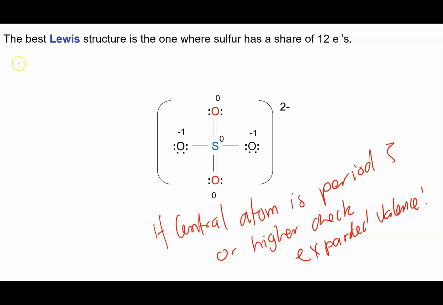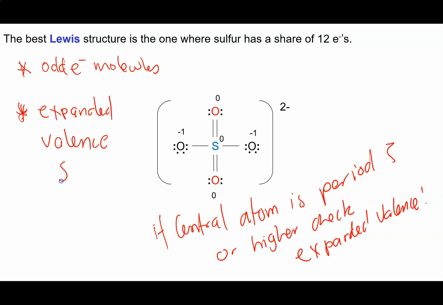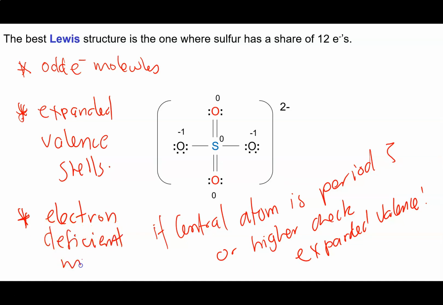Okay, so we've got a couple of things going on there now. We've got odd electron molecules, and then now we've got expanded valence shells, where we're breaking the simple rules. What we're going to look at now is our third class of octet exceptions, and they are what we call electron deficient molecules.